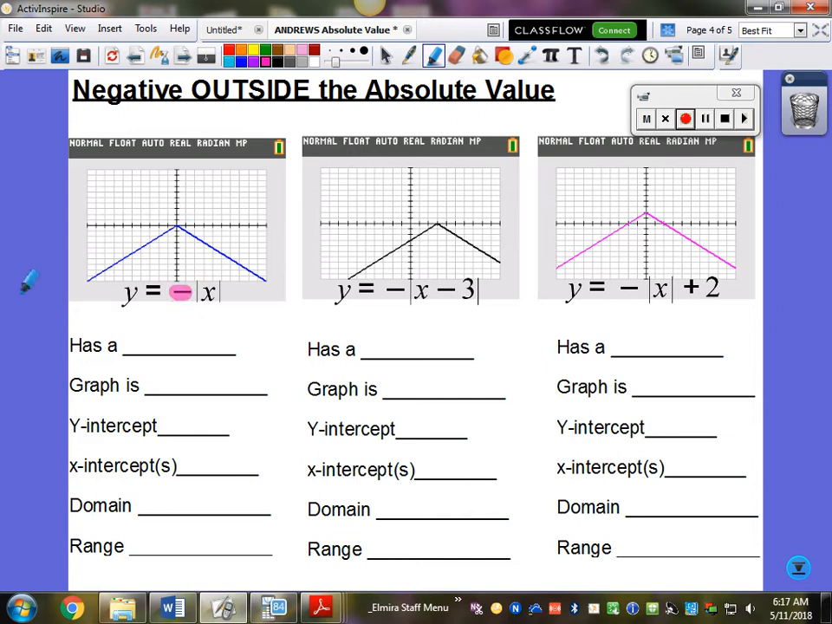So here's what I'm talking about. Okay, there's a negative outside. Well, what did that do? A negative on the absolute value flipped or reflected the absolute value of x. I just flipped it over so it opens down, just the same way that in a parabola or a quadratic, a negative leading coefficient of a will make the parabola open down. Okay, same thing with absolute value. So this one has a maximum. In fact, because there's a negative sign for all of these, they all have maxes.